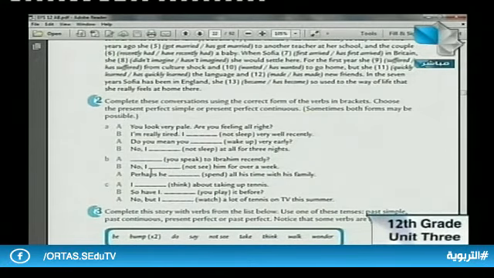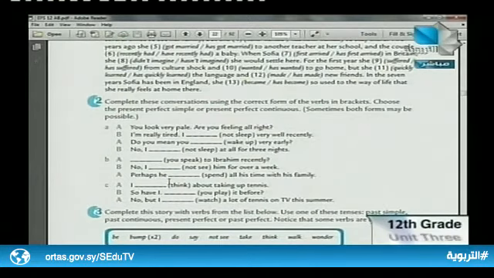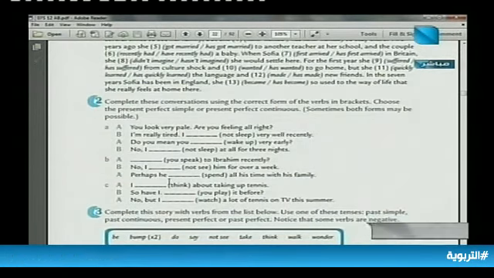recently? No, I haven't seen him for over a week. Perhaps he has been spending or has spent all his time with his family. I think here we could accept both answers, although we see "all his time". All his time is the key phrase of the present perfect continuous.